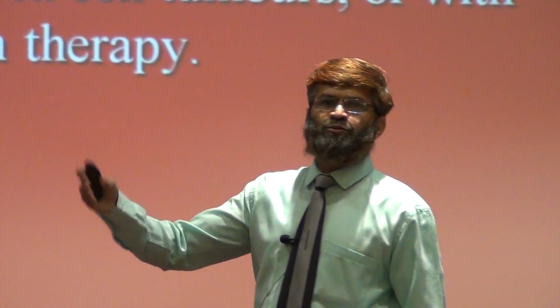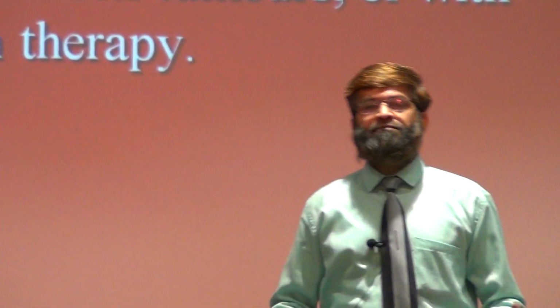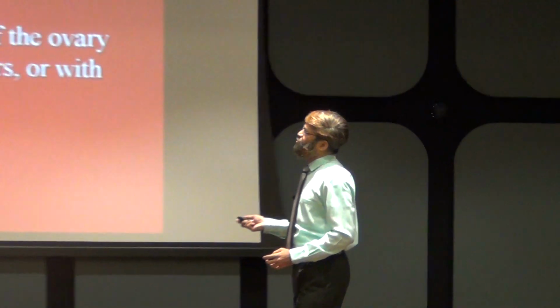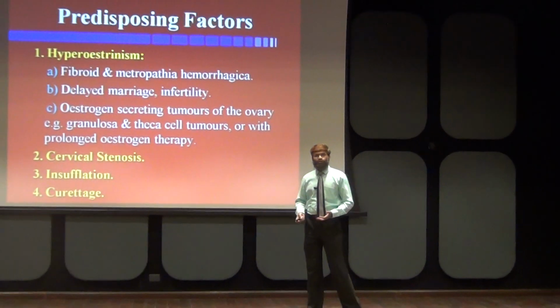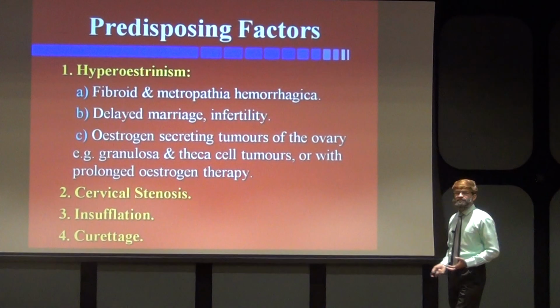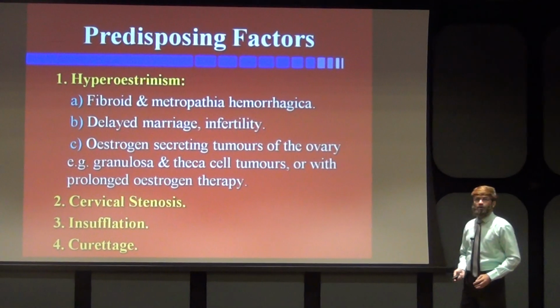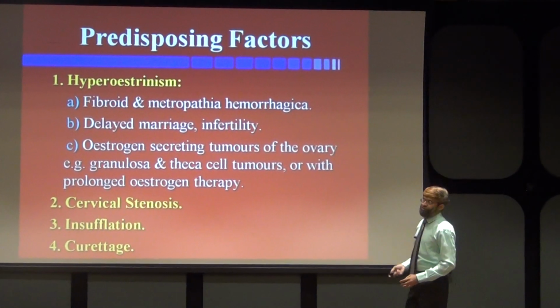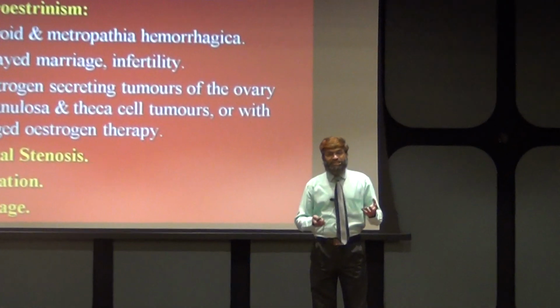Delayed marriage. Nowadays, in high societies the marriage age is getting postponed further, to 30s, 35, 40s, and now the chances, because of excessive estrogen levels working in the body and the uterine cavity especially, lead to endometriosis. Next is estrogen secreting tumors, though rare ones, but there are a few estrogen secreting tumors like that of granulosa cell and theca cell tumors, or sometimes exogenous estrogen, which may be given for treatments.